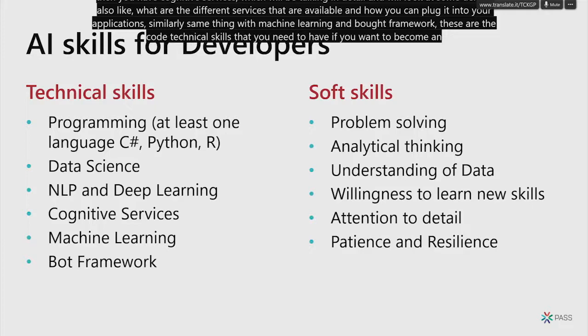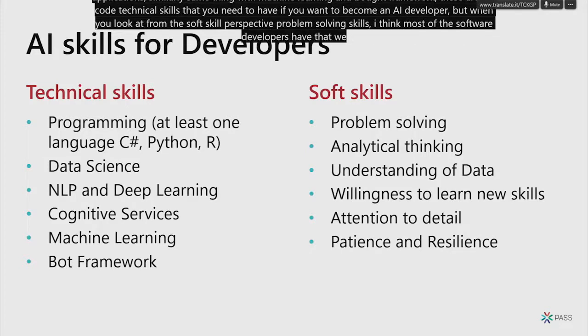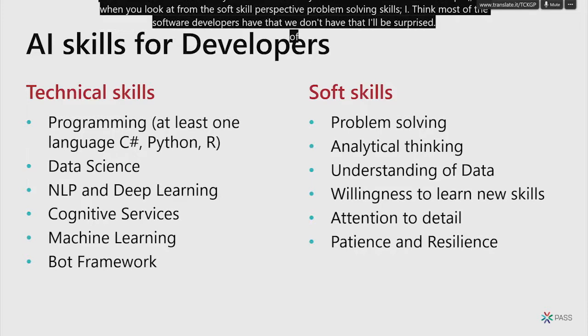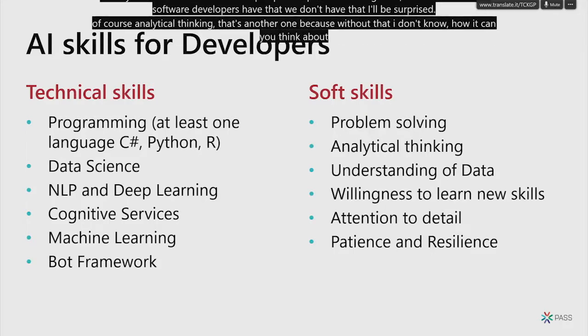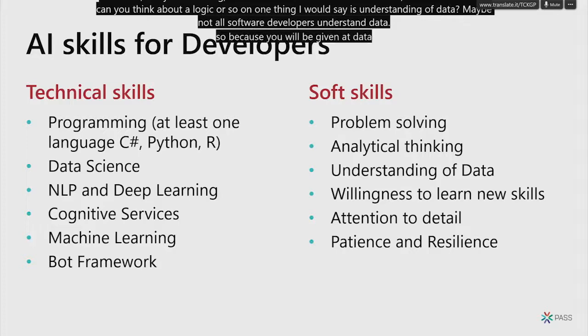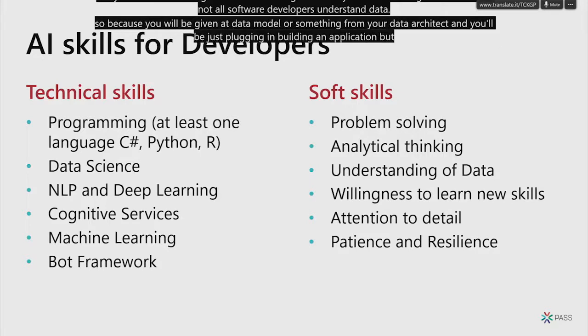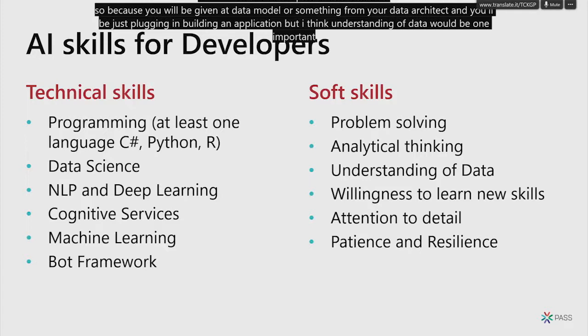But when you look at it from a soft skill perspective, there's problem solving skills. I think most software developers have that. If you don't have that, I'll be surprised. Of course, analytical thinking, that's another one, because without that, I don't know how you can think about logic. One thing I would say is understanding of data. Maybe not all software developers understand data, because you will be given a data model from your data architect, and you'll just be plugging in, building an application. But I think understanding of data is one important thing that every developer needs to know if you want to become an AI developer.